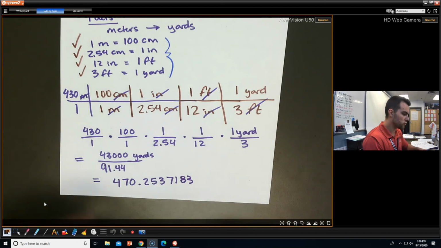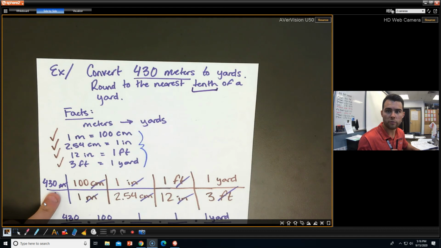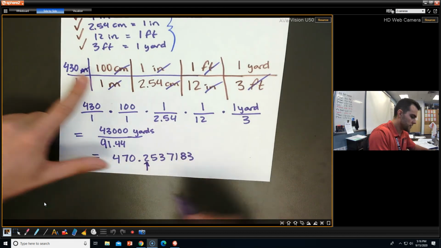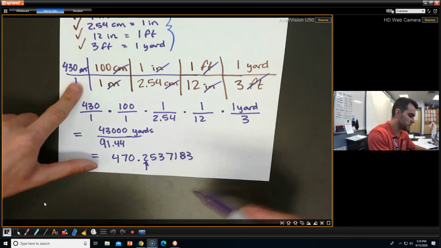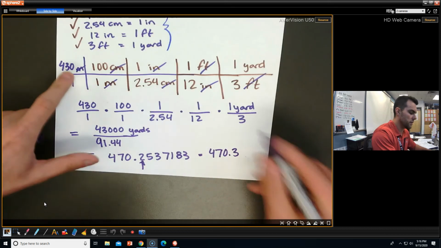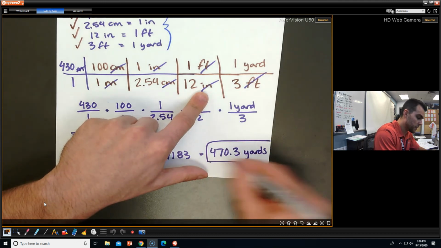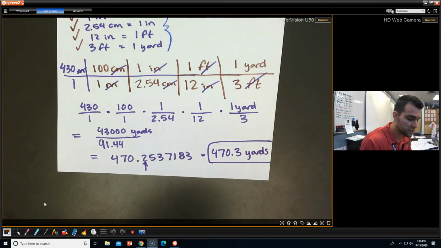But I wanted to round to the nearest tenth. So my tenth spot's right here. I look to the number to the right. That's 5 or larger, so this guy goes up to 3. So my final answer is 470.3 yards. Who would have thought? Not me. But the math doesn't lie. The process is the same.